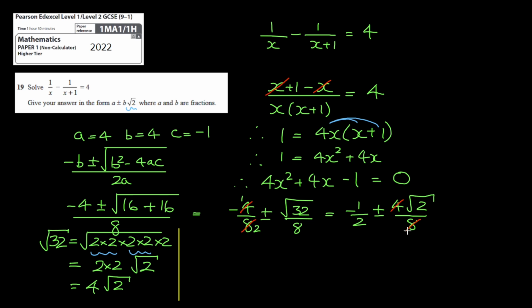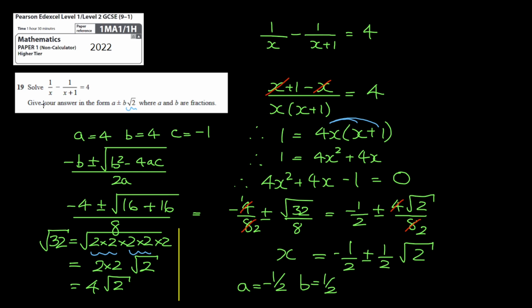Yet again, 4 goes into 8 2 times. So our answer is negative a half plus or minus, again a half, square root 2. We're told that a and b are fractions. So for absolute completeness, we can say that a is equal to negative a half and b is equal to a half. And of course, this is x equals. And that is the answer.